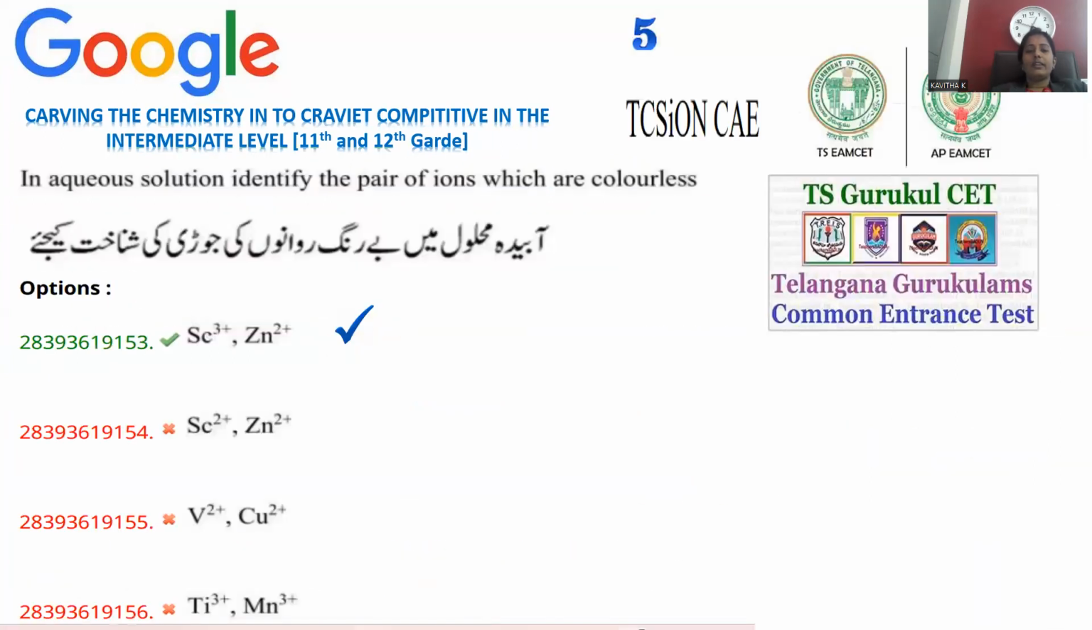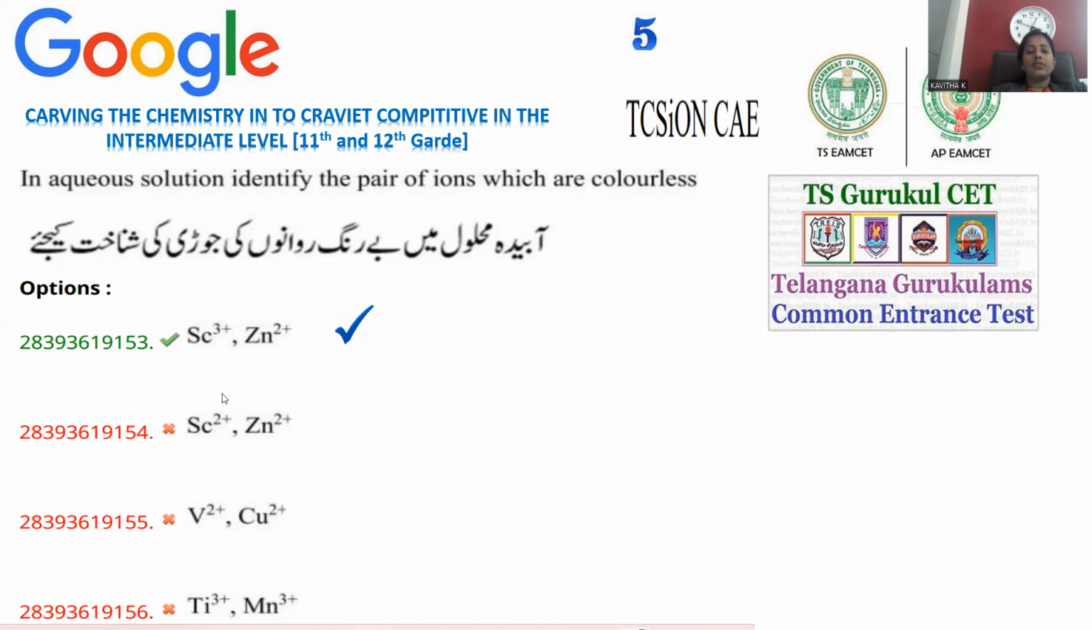Question number 5 is collected from the MSET examination conducted by the Telangana government in the year 2022. In aqueous solution, identify the pair of ions which are colorless. The options are scandium plus 3 and zinc plus 2; scandium plus 2 and zinc plus 2; vanadium plus 2 and copper plus 2; titanium plus 3 and manganese plus 3. Among all, scandium plus 3 and zinc plus 2 are the correct answers.